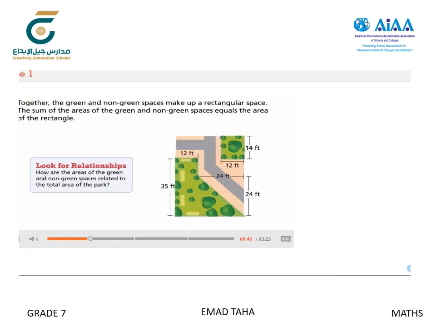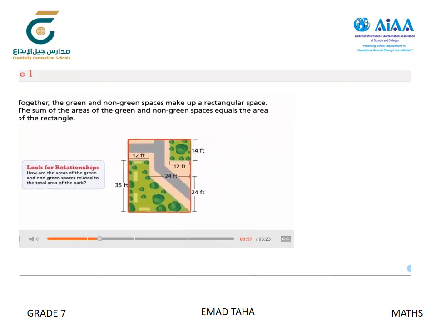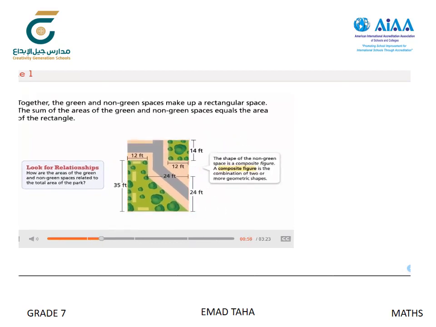Together, the green and non-green spaces make up a rectangular space. The sum of the areas of the green and non-green spaces equals the area of the rectangle. The shape of the non-green space is a composite figure. A composite figure is the combination of two or more geometric shapes.